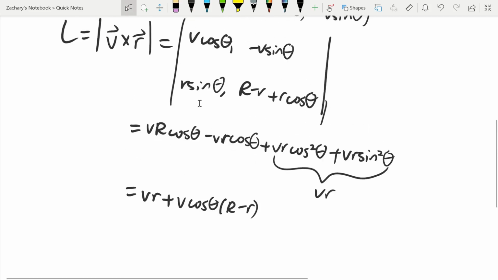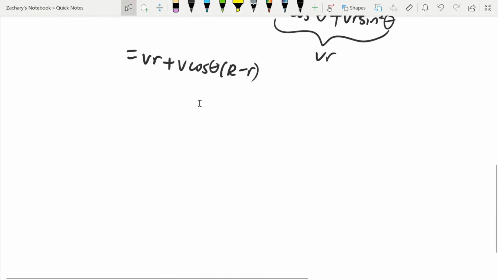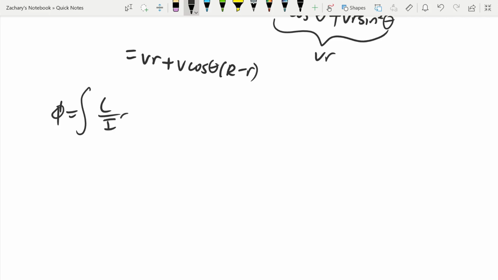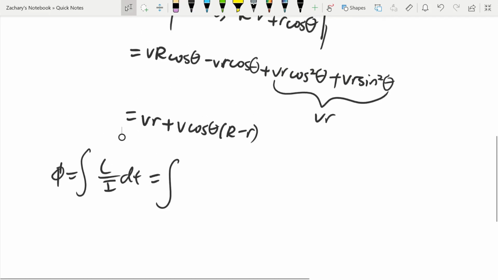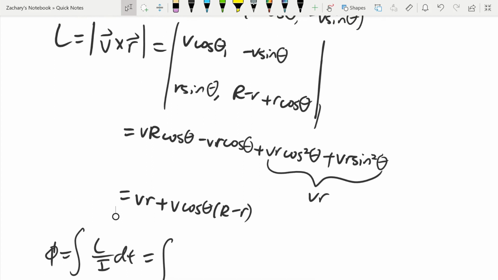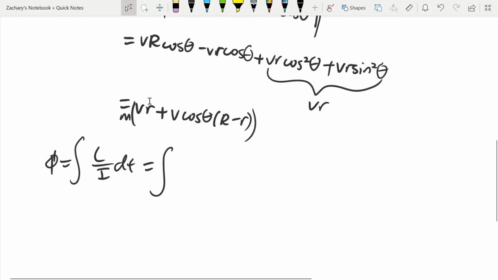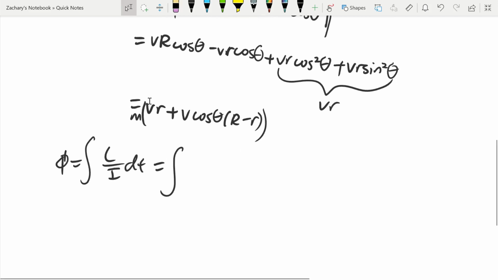And now we can look back at this integral. The integral of phi is equal to the integral of L over I times dt, and this is just equal to, well, this is exactly L. I made a small mistake: I forgot to multiply by m, so just make sure you don't make that mistake. It should be m times this. My bad. But the determinant part is more important, and you should be able to get that.